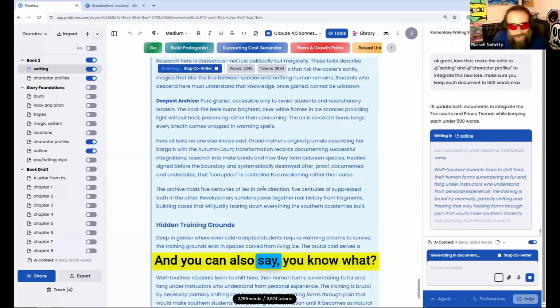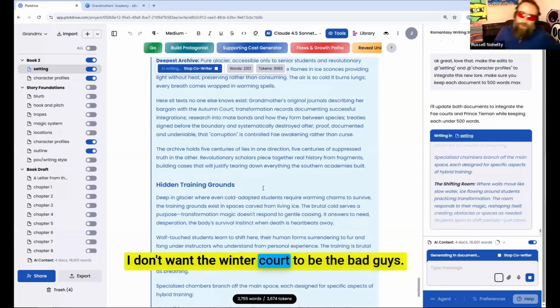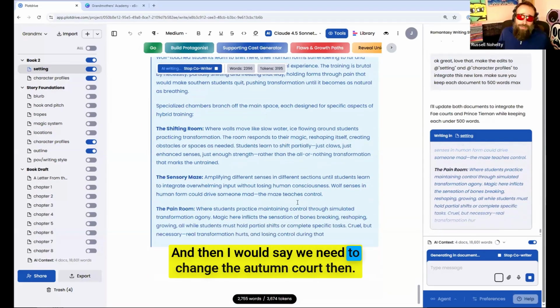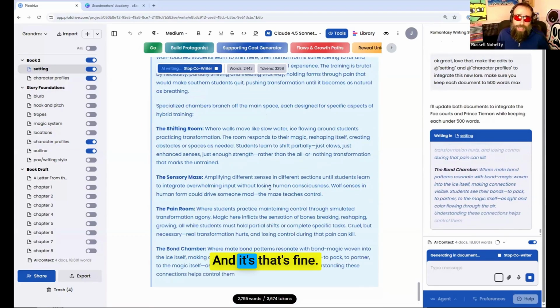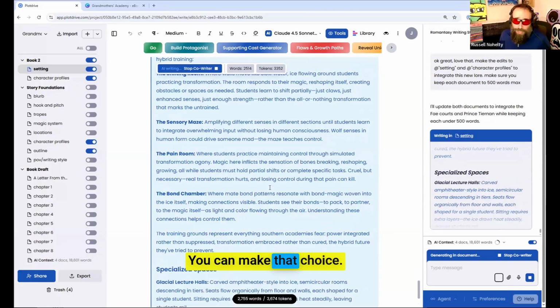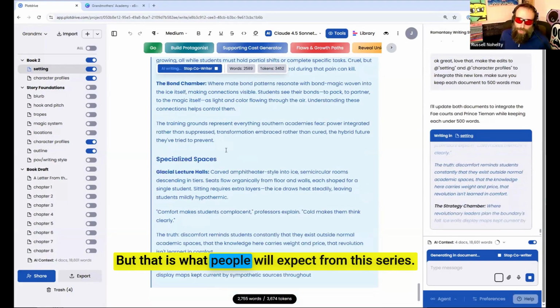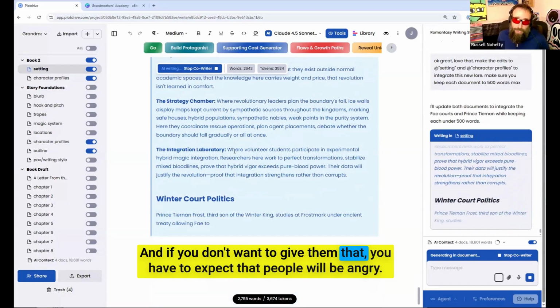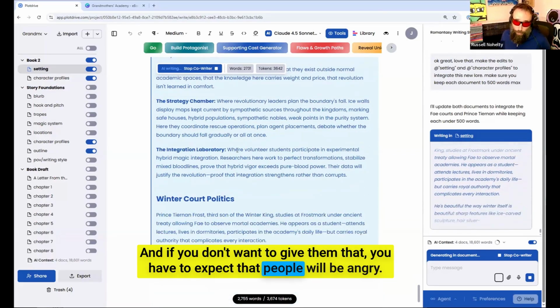And you can also say, you know what? I don't want the winter court to be the bad guys. I don't give a crap about courts. And then I would say we need to change the autumn court then. And that's fine. You can make that choice, but that is what people will expect from this series. And if you don't want to give them that, you have to expect that people will be angry.